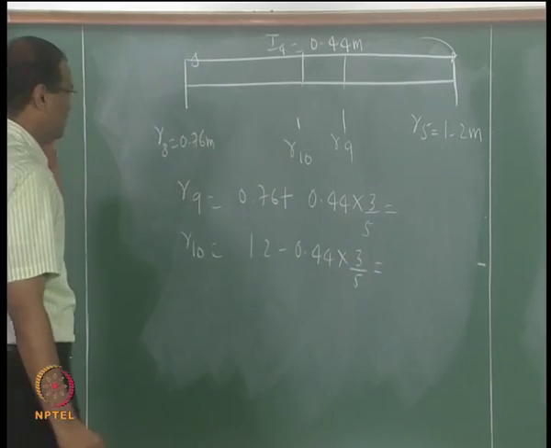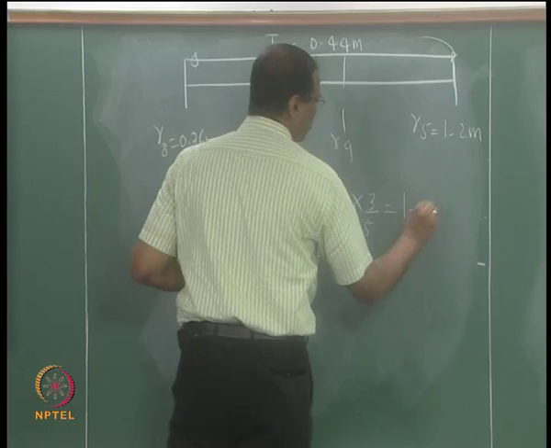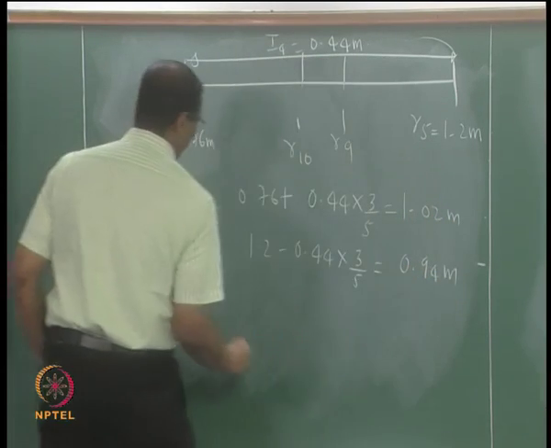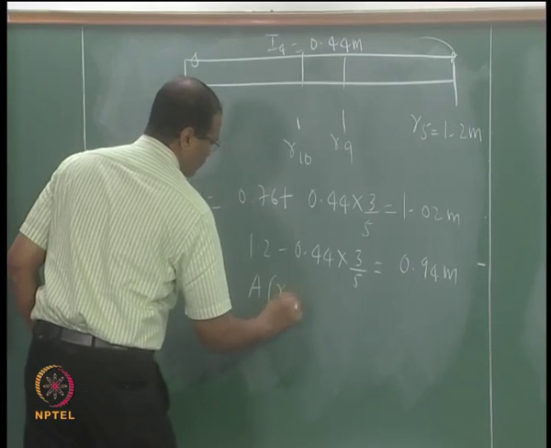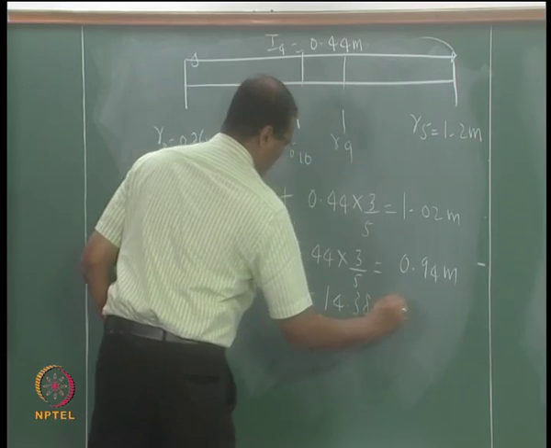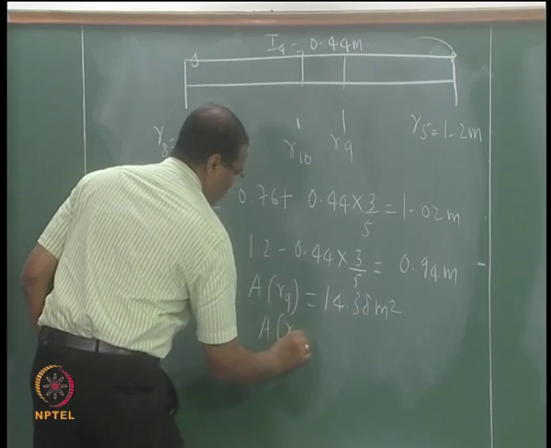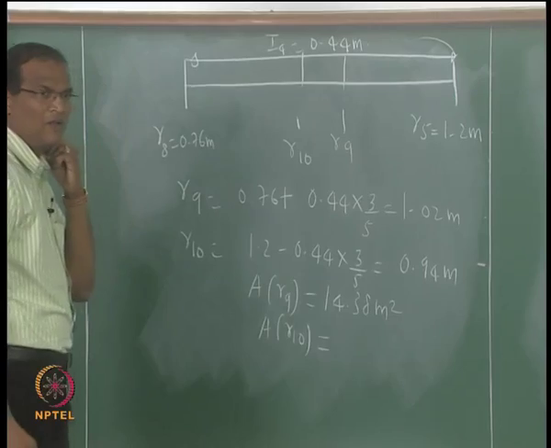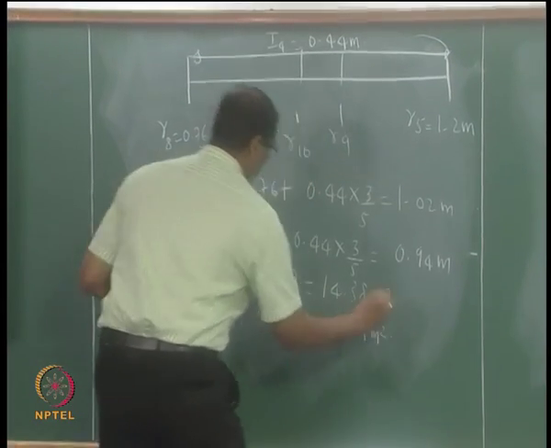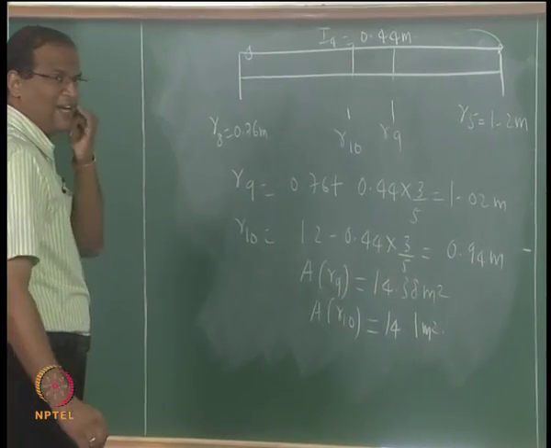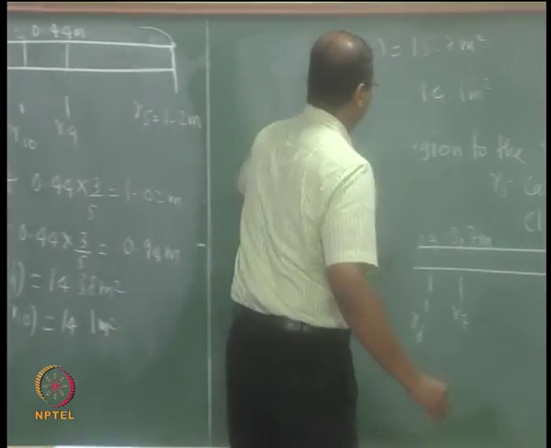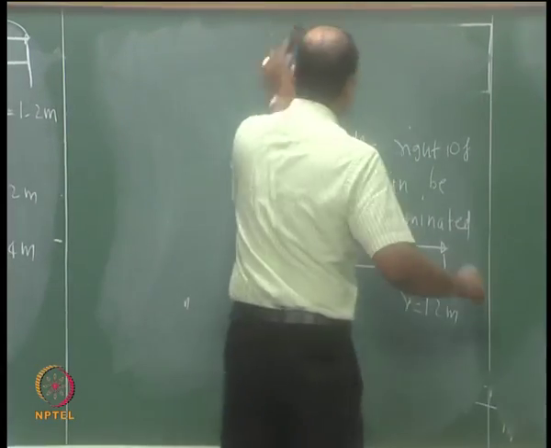Yeah, tell me. 1.02. 0.95. 0.94. A of R9, 14.38. 14.1. Region to the right of R9 can be eliminated. We are close to the final point.